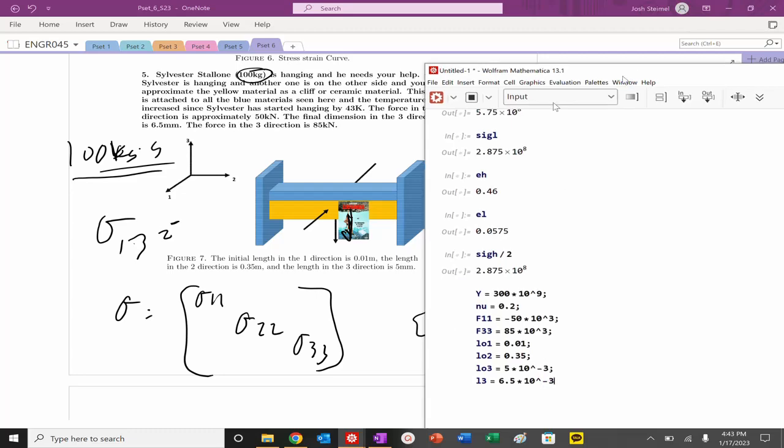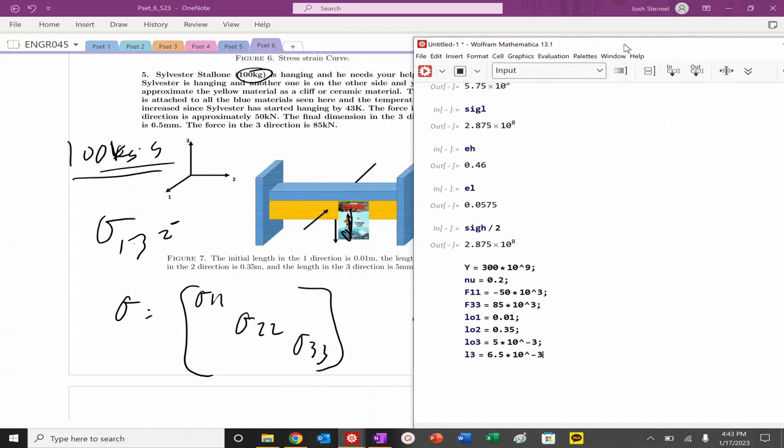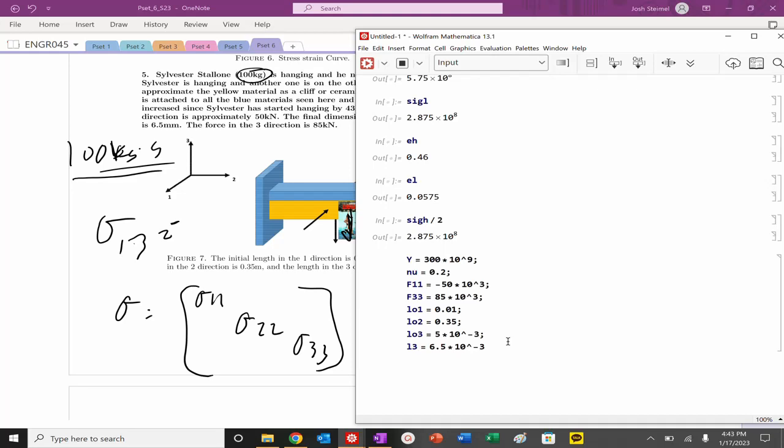So we know that there is a strain in the 3 as well. And I don't know what my alpha is, but I know that my ET will be alpha times del T, and I know that my del T is equal to 43.